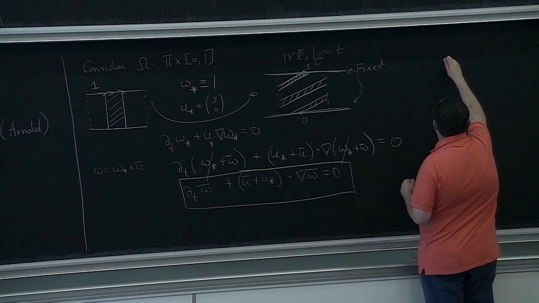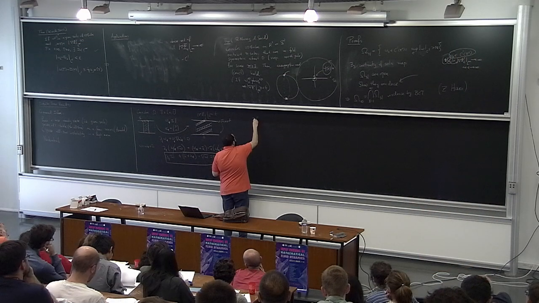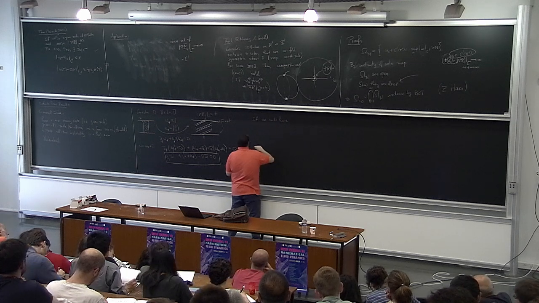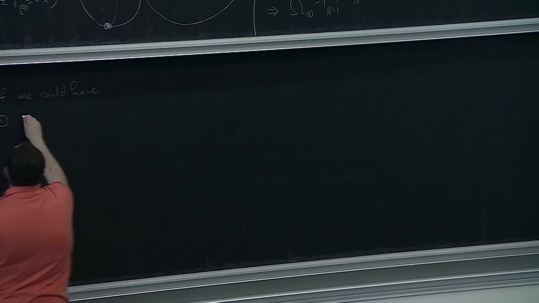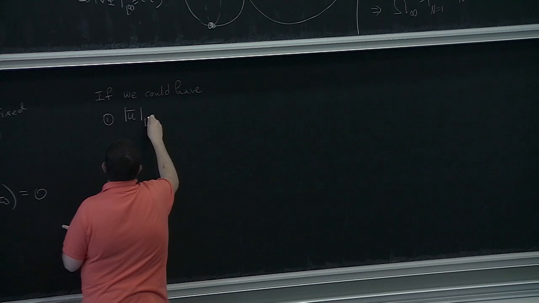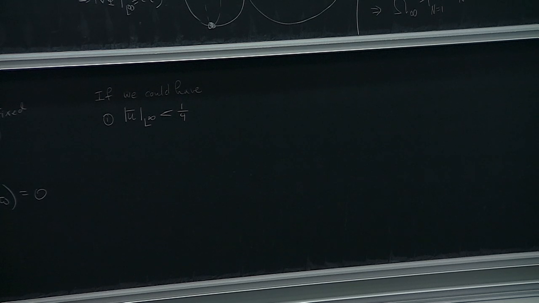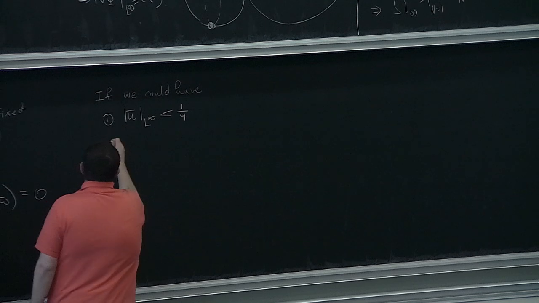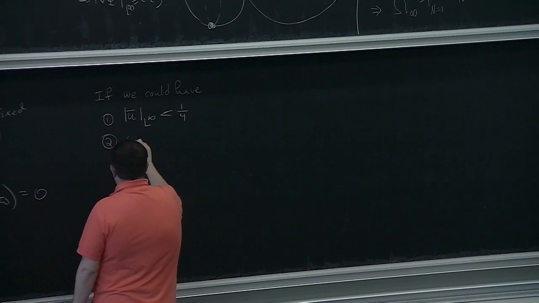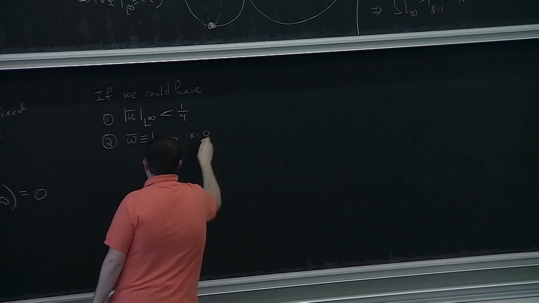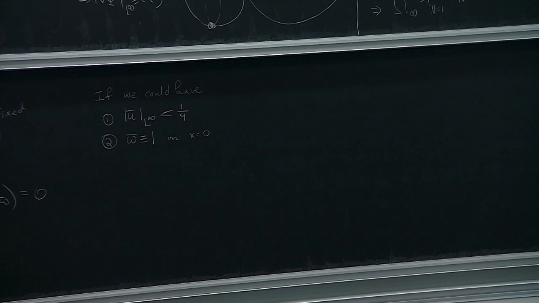So let me state this. If we could have, I'm going to make a long list of things. Number one, u bar in L infinity less than 1/4. So the bottom is moving at most at speed 1/4, and the top is moving at least at speed 3/4. And if we could have omega bar identically 1 on x equals 0, meaning this line.